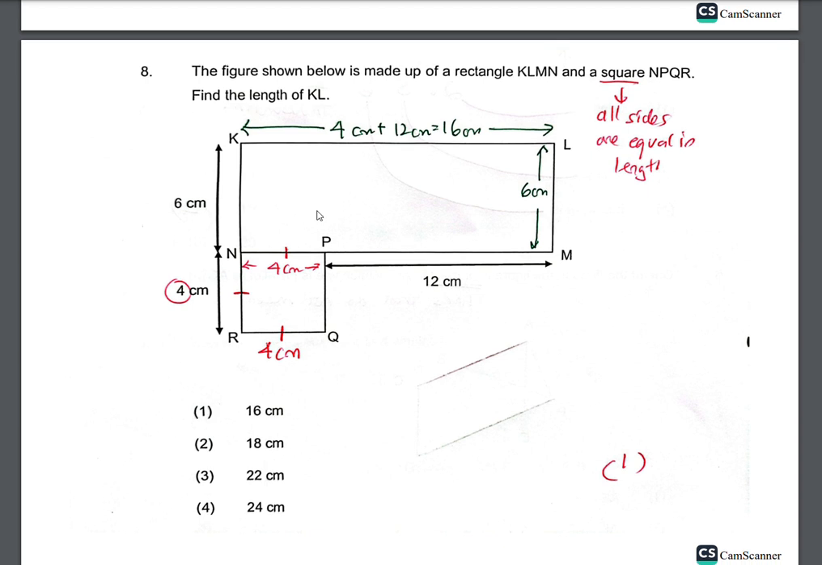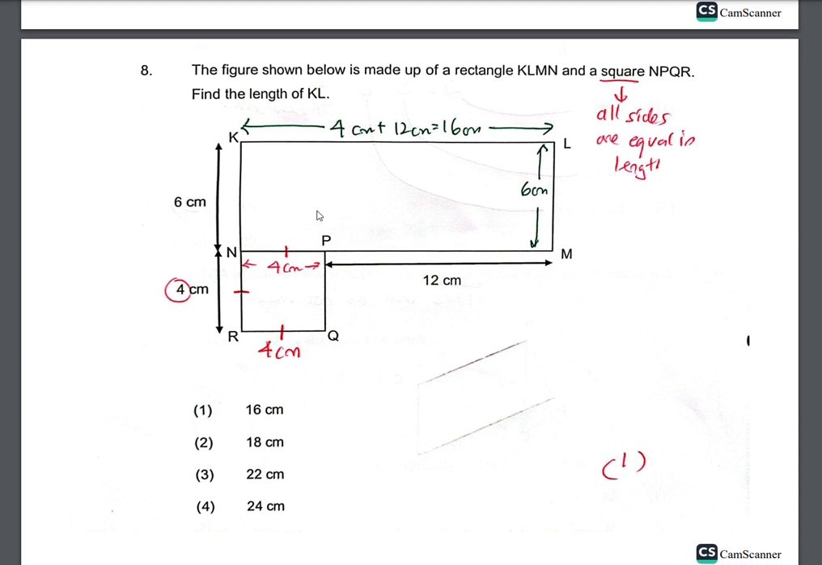Question number 8. The figure shown is made up of a rectangle KLMN and a square NPQR. Now find the length of KL. To solve such questions, you need to know the characteristics of different shapes. For example, all sides of a square are equal in length. So if this part here is 4 cm, that tells me this part is also 4 cm, this part is 4 cm, and the top part, this portion here up to here, is also 4 cm. Now, if this is 12 cm, the top part here should also be 12 cm.